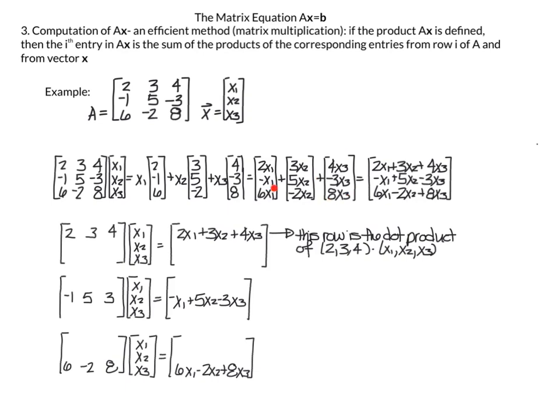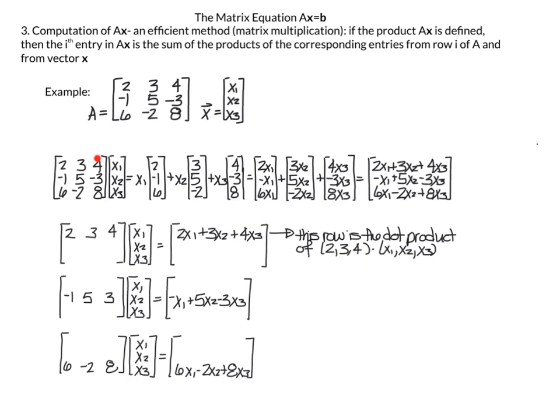Now we can do our vector addition, and we get 2x1 plus 3x2 plus 4x3 for our first row. And then we have minus x1, 5x2, minus 3x3 for our second row, and 6x1, minus 2x2, 8x3 for our third row.